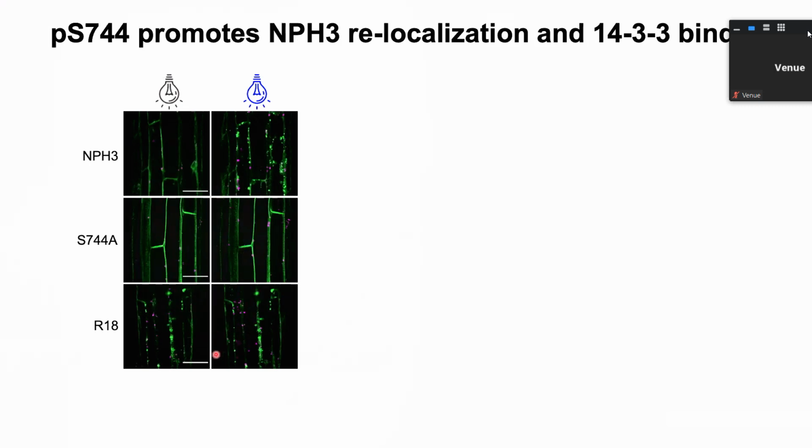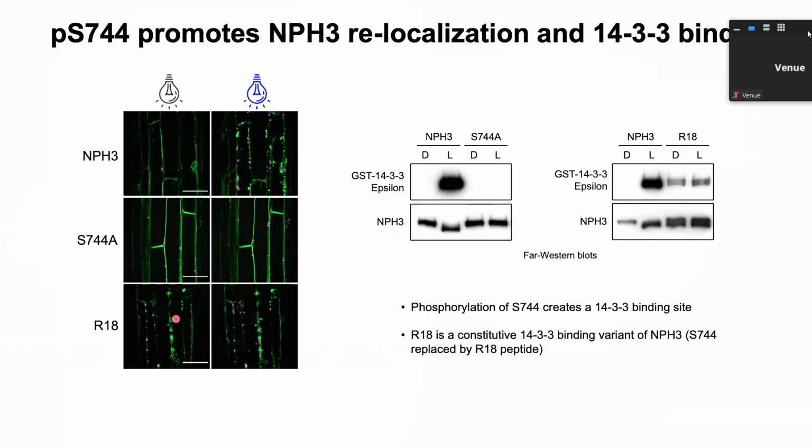And this is an artificial form of MPH3 where we've taken that C-terminal sequence, the RXSIS motif, and replaced it with what's called an R18 peptide. This is a peptide that can bind 14-3-3 proteins, and I'll come to what that means. If we replace the site, we get constitutive relocalization of MPH3 into these condensates. The reason for that is that the phosphorylation site is a binding site for 14-3-3 proteins.